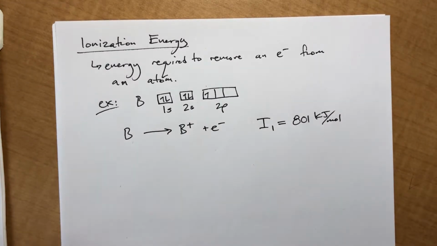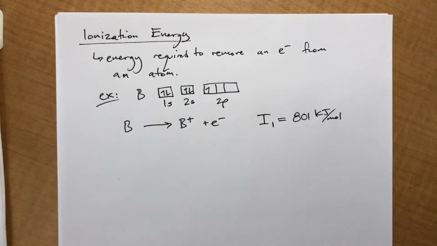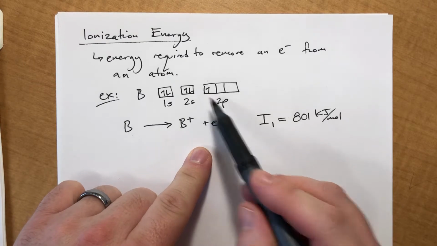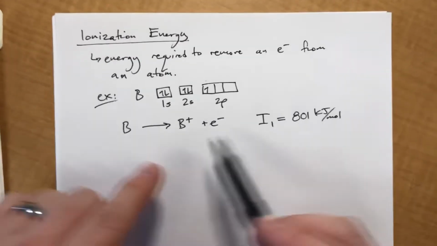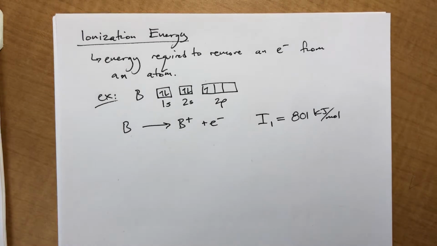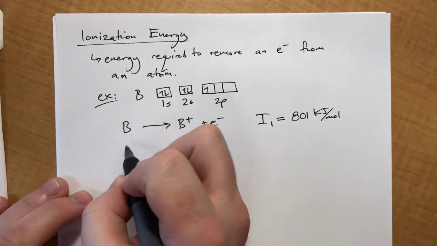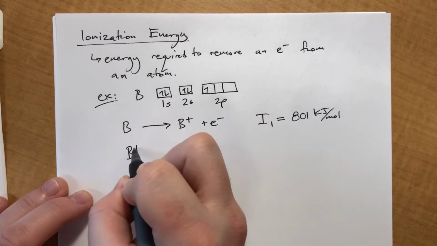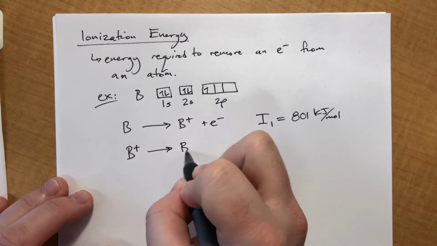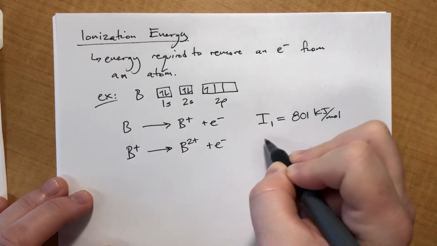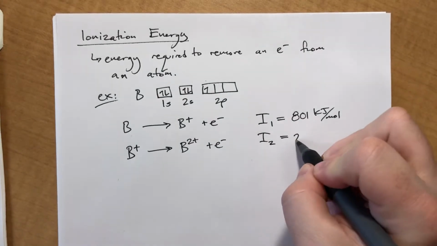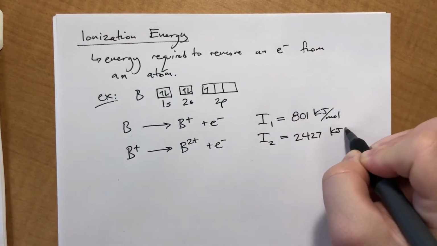We have no perspective at this point to know whether that is a big number or a small number. That's okay. But what it tells us is that this first electron, this 2p1 electron, is going to take 801 kilojoules if you had a mole of boron atoms. Okay? Well, to rip off the next electron, we're essentially starting with B+ because it already has a +1 charge, and we're ripping off yet another electron. This is the second ionization energy. This number is 2427 kilojoules per mole.